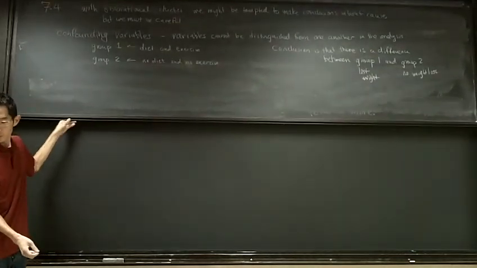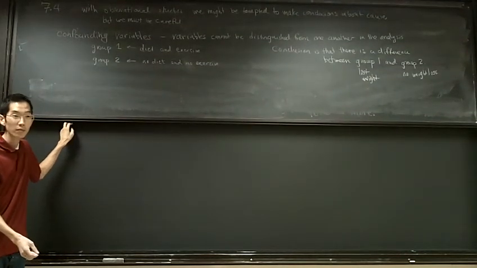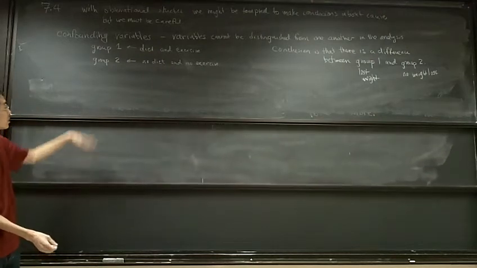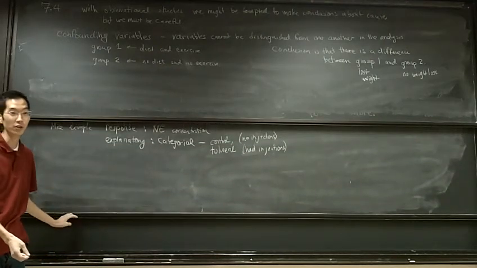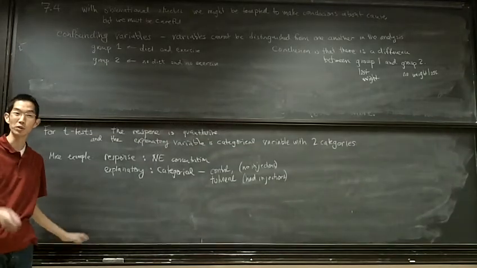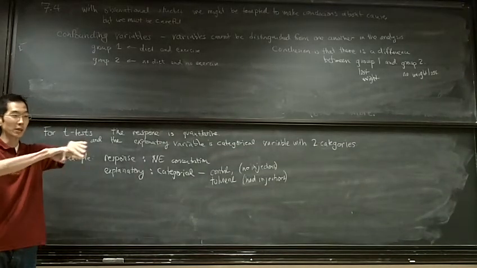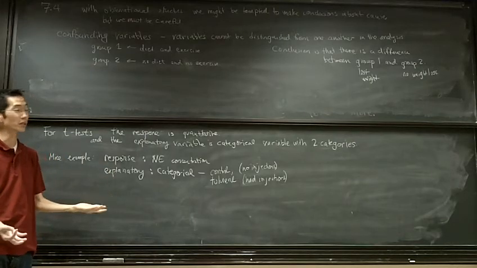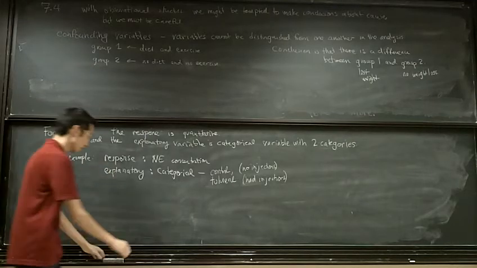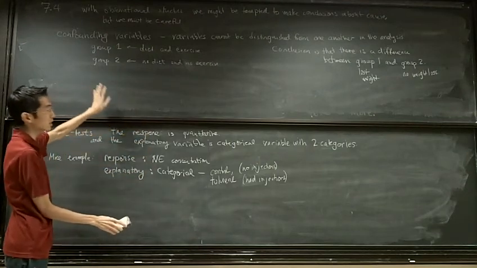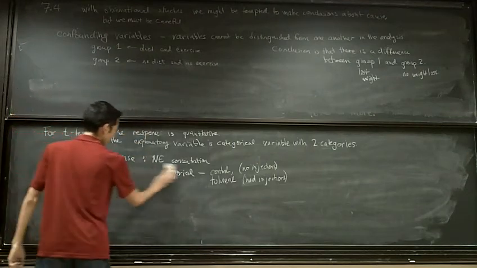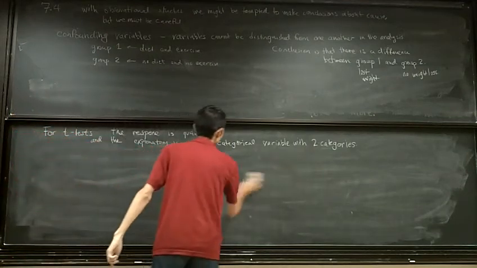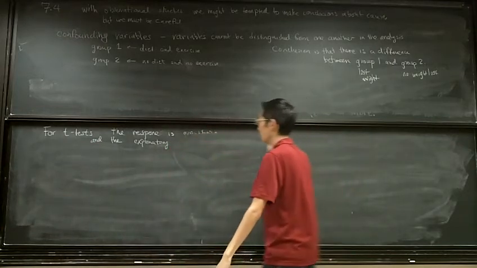But you do know that diet and exercise together, compared to no diet and no exercise, make a difference. We do know that. But can we separate the effect of diet and the effect of exercise? At this point, no. We'd have to do more testing, or completely redesign our experiment to do that.